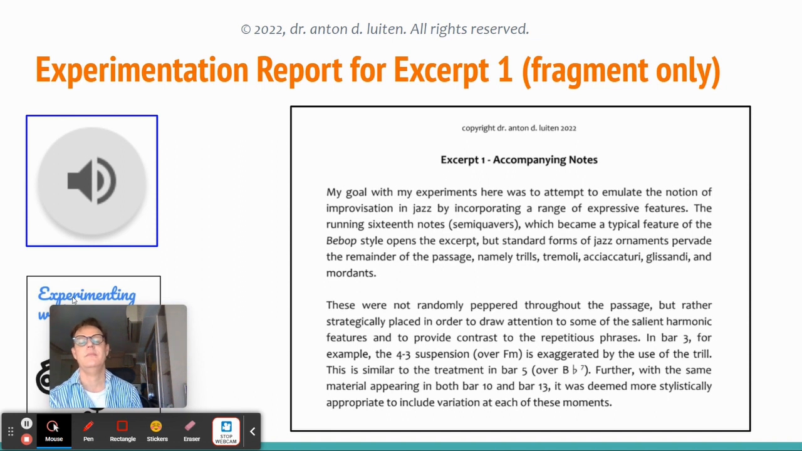These were not randomly peppered throughout the passage, but rather strategically placed in order to draw attention to some of the salient harmonic features and to provide contrast to the repetitious phrases. In bar 3, for example, the 4-3 suspension over F minor is exaggerated by the use of the trill. This is similar to the treatment in bar 5 over B flat 7. Further, with the same material appearing in both bar 10 and bar 13, it was deemed more stylistically appropriate to include variation at each of these moments.